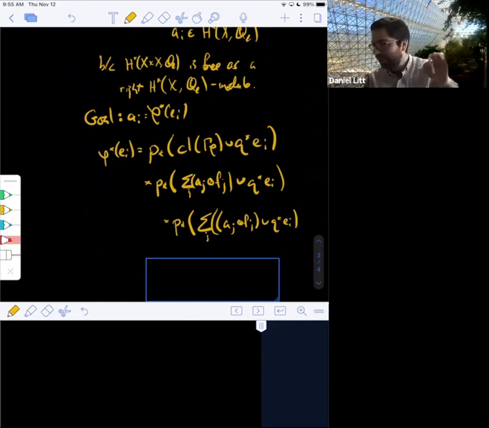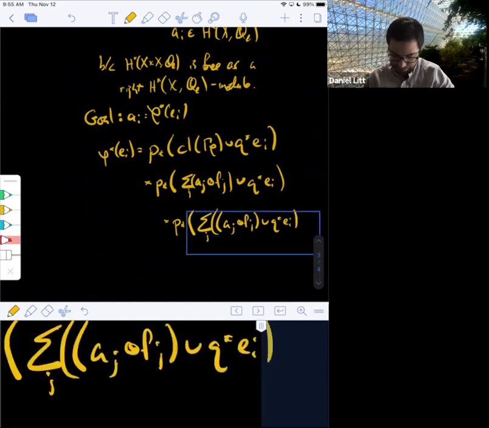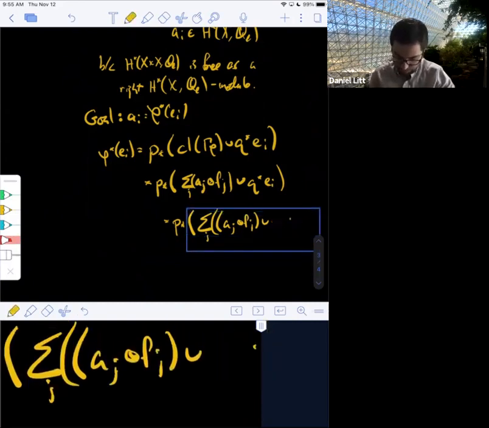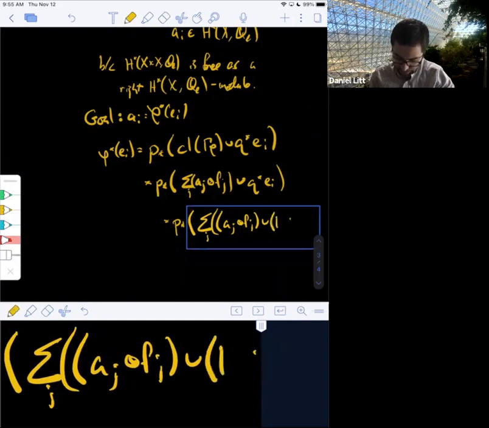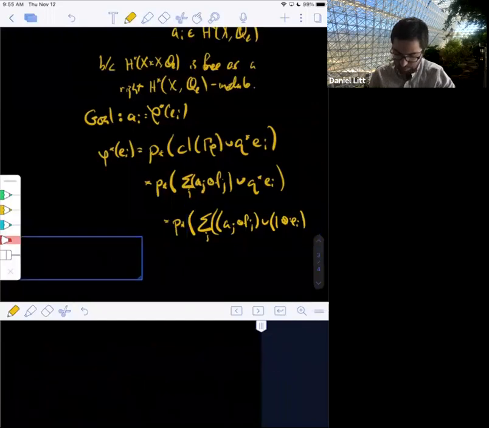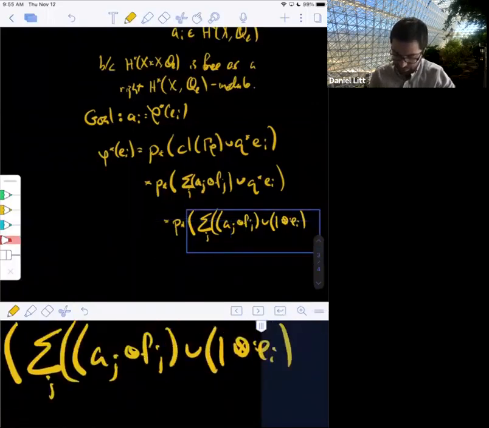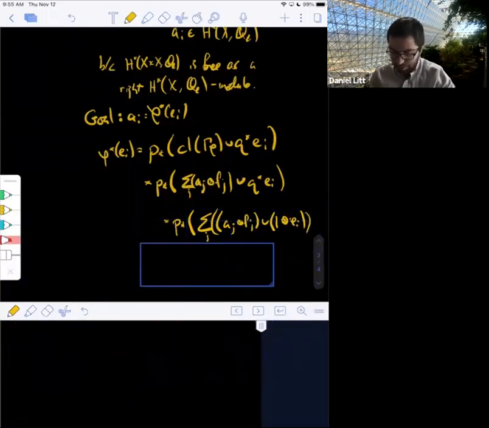So once you unwind that, sorry. So let me rewrite this. So what we can do is we can just write this q star of EI as one tensor EI. That's maybe an easier way to say this. So what I was trying to say in words. Okay, and now what do?